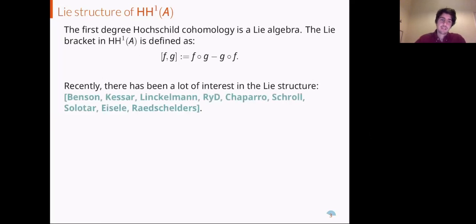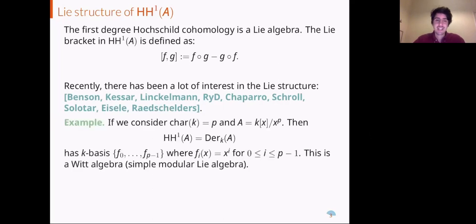And actually there has been recently a lot of interest in these Lie algebras. There is work of Benson, Kessler, and Linckelmann. There is work of Linckelmann and myself. There is also work of Schroll, Solotar, and myself. There is work of Chaparro, Schroll, and Solotar, and there is also recent work of Eisele and Raedschelders. One of the reasons why people are interested in these Lie algebras is because they are invariant under various equivalences. But on the other hand, usually it's very hard to compute these Lie algebras.